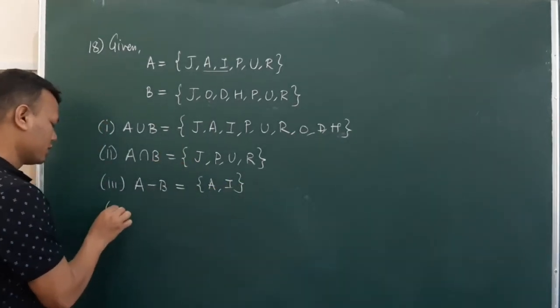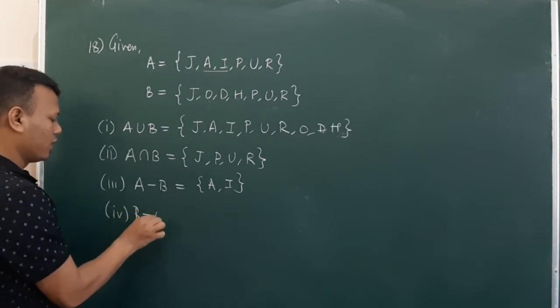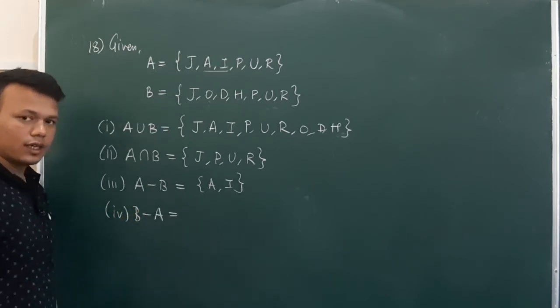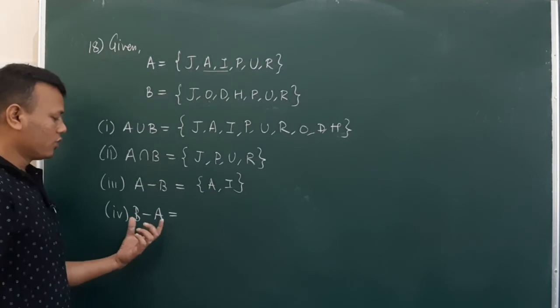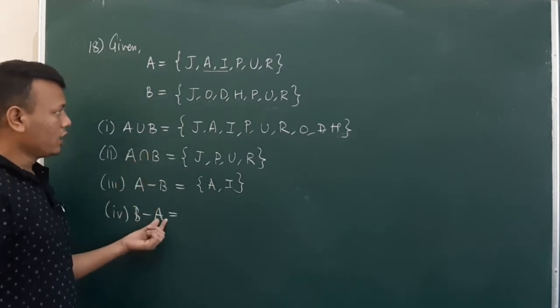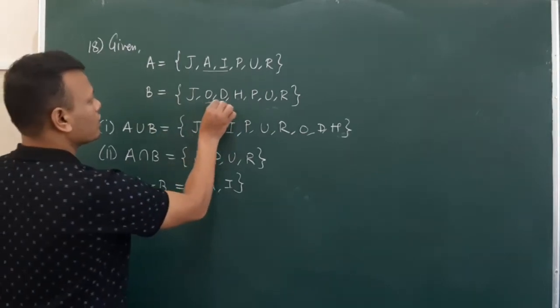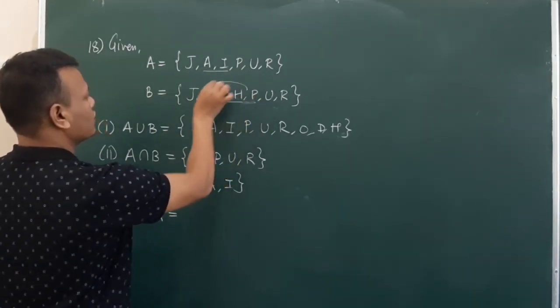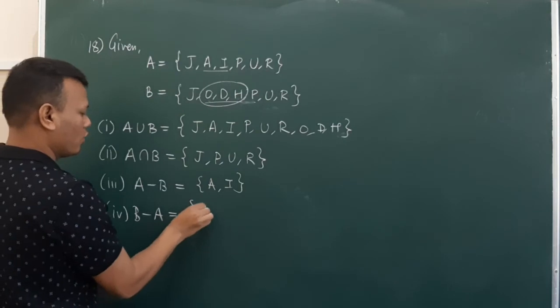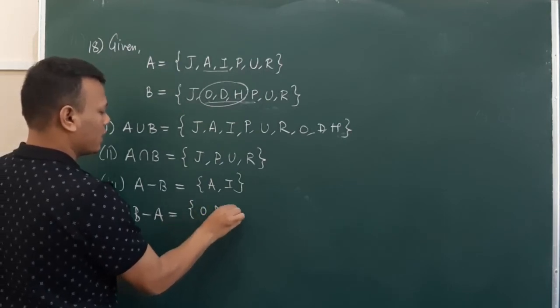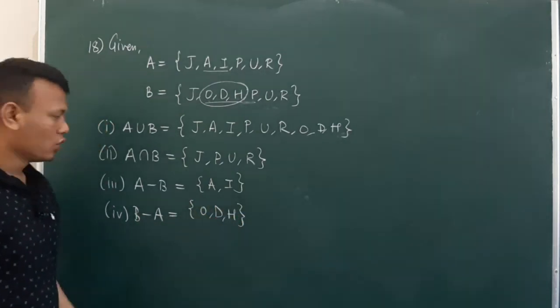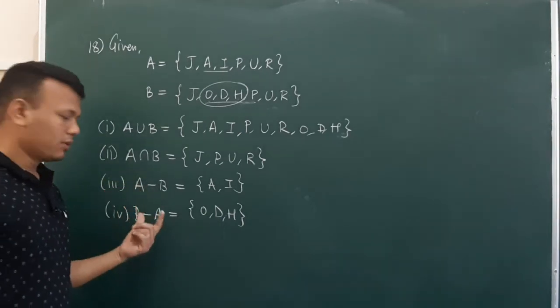Alright, next is number 4, that is B minus A. So B minus A is how much? Let's see. So elements of B which are not in A. Now what are the elements of B which are not in A? They are these three, isn't it? Yes. So we have O, B and H. So these are your A union B, A intersection B, A minus B and B minus A.